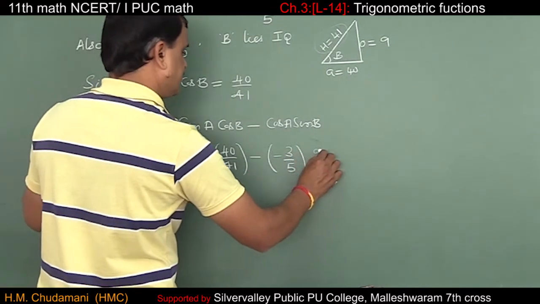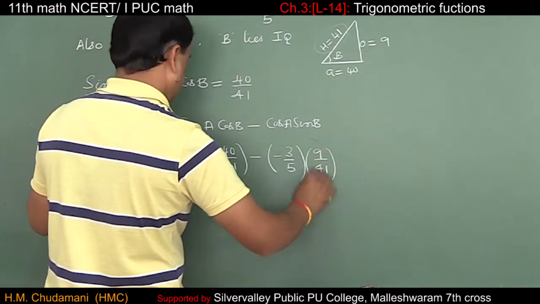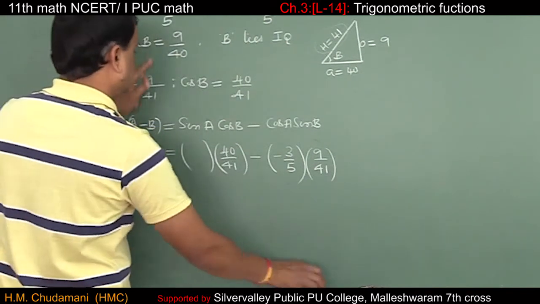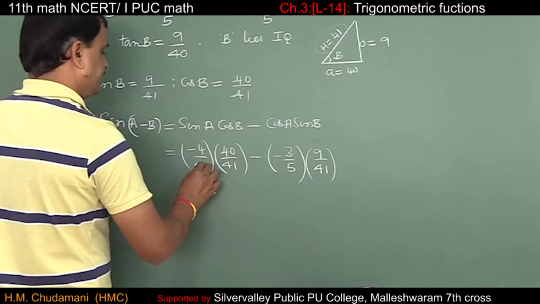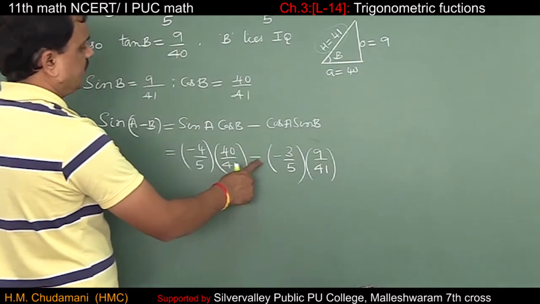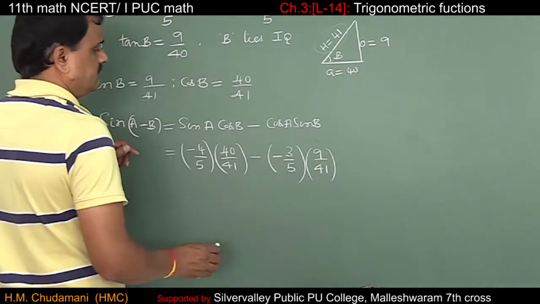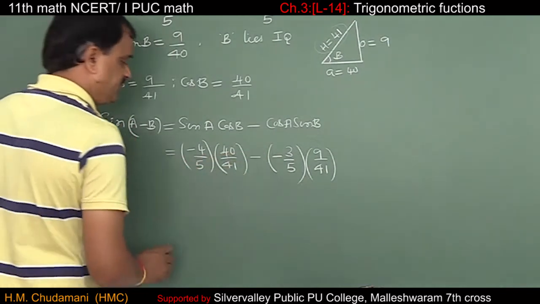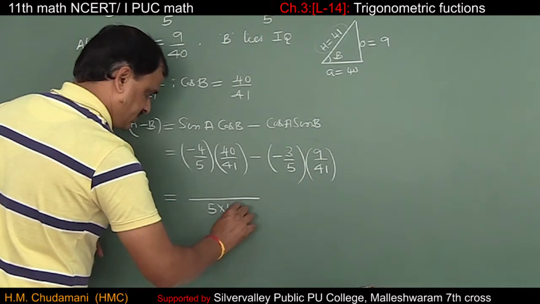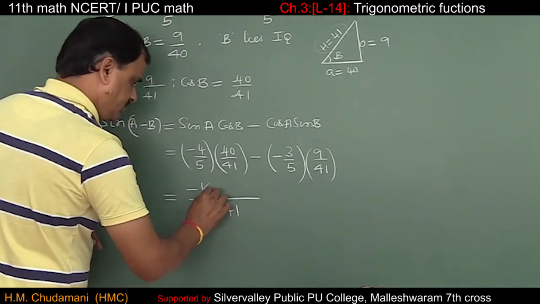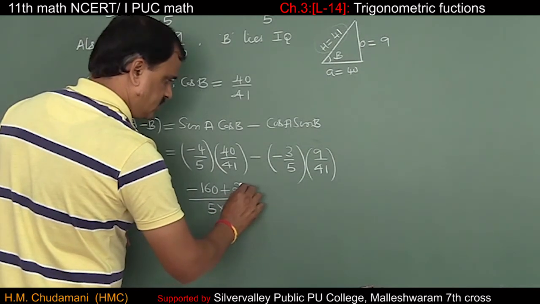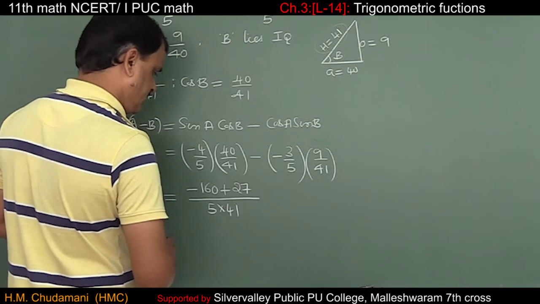Sin B is 9 by 41. I made a mistake here. See, sin A is minus 4 by 5. Cos B is 40 by 41, minus cos A, minus 3 by 5, sin B is 9 by 41. Okay, now the LCM is 5 into 41, minus 4 into 40 is 160, plus 9 into 3 is 27.